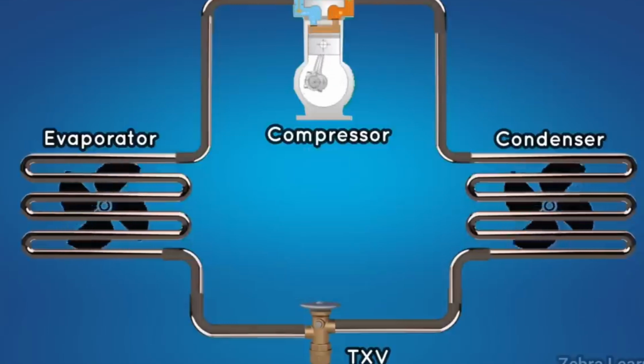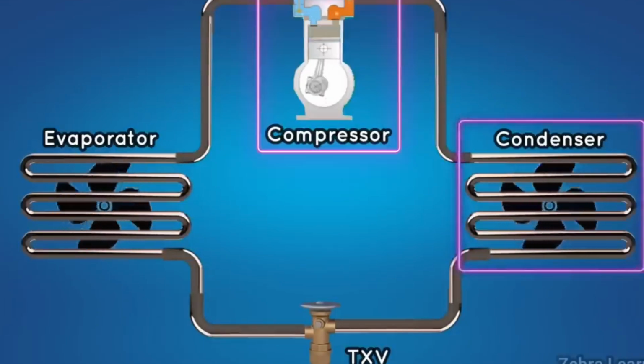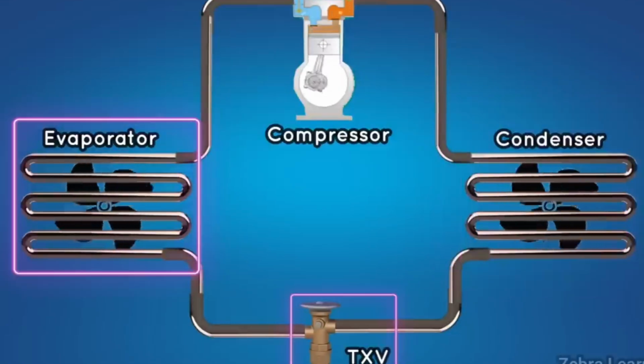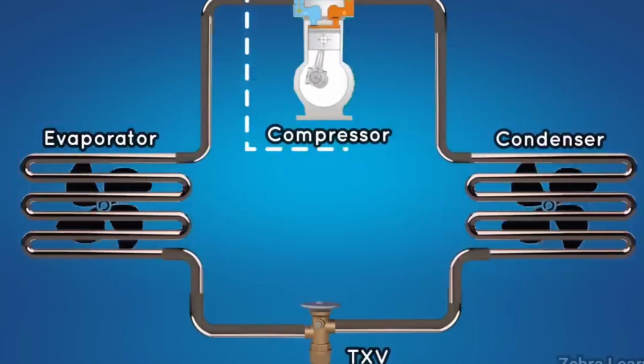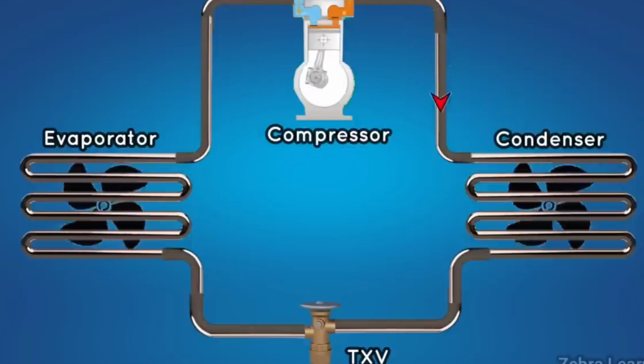First, let's look at its components. Four important components are used in this cycle. They are the compressor, condenser, expansion valve, and evaporator. First, let's start with the compressor. The compressor increases the pressure of the refrigerant. By increasing the pressure, the refrigerant can travel throughout this cycle.